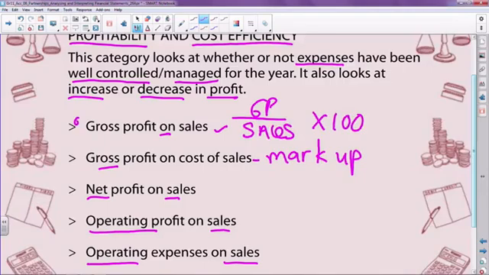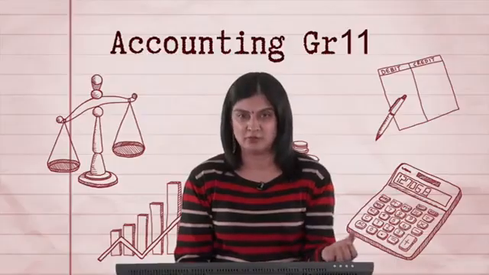Just want to include, this should be percentage gross profit on sales. Right, similarly, gross profit on cost of sales, you're going to do the exact same thing. So you're going to take your gross profit, divide this by cost of sales, and again, multiply it by 100. So this particular category, guys, not difficult to learn off the formulas.